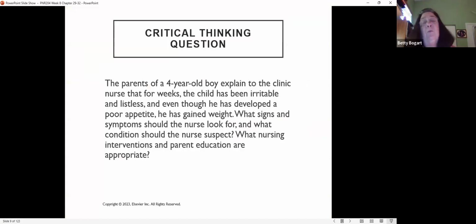So you have a 4-year-old boy. He's explained to the clinic nurse that for weeks, the child's been irritable, listless, developed poor appetite, and he's gained weight. What signs and symptoms should the nurse look for? And what conditions should the nurse suspect? And what interventions? This is a very broad and very open type of question.